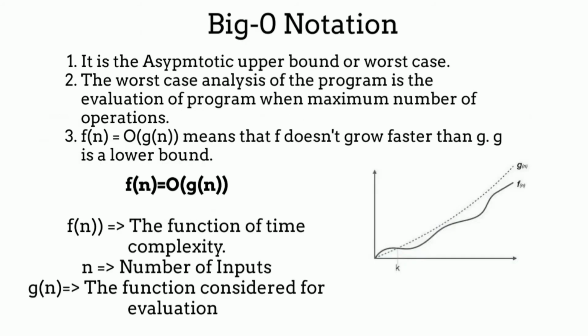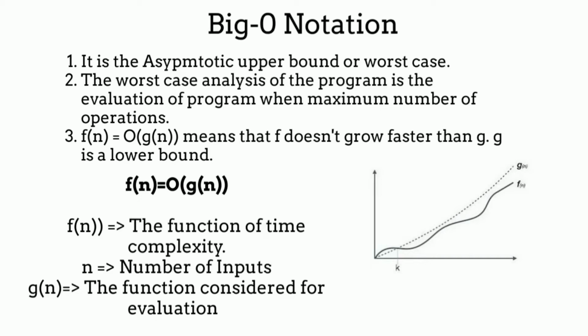These are some of the notations that we use in order to define time complexity. First and foremost is the big O notation. The big O notation is also called the asymptotic upper bound or the worst case. That is, when we provide a sufficiently large amount of input that is pretty complex for a particular program, we test the performance of the program in that case. That is what we call big O notation.